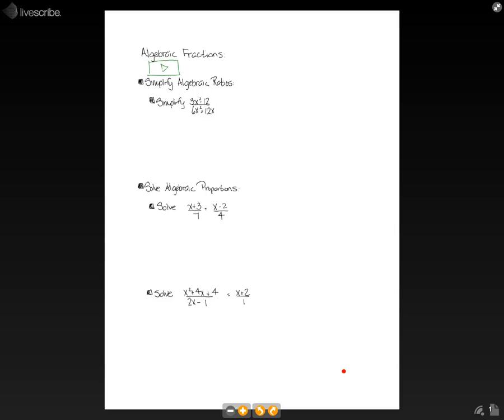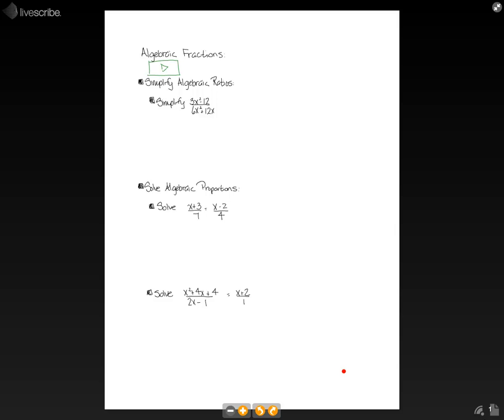Algebraic proportions are a little bit more difficult because you're actually solving for a variable. So you do have an equal sign and then two or more expressions to deal with. So first we'll do algebraic ratios and then we'll move on to algebraic proportions.